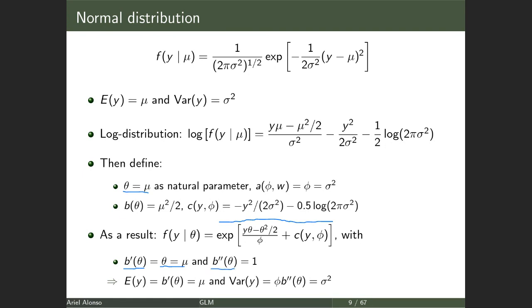So this is theta, here is b. The first derivative is equal to mu. The second derivative of b is equal to 1, and then the variance is equal to psi times the second derivative, and psi is equal to sigma squared. The second derivative is 1.